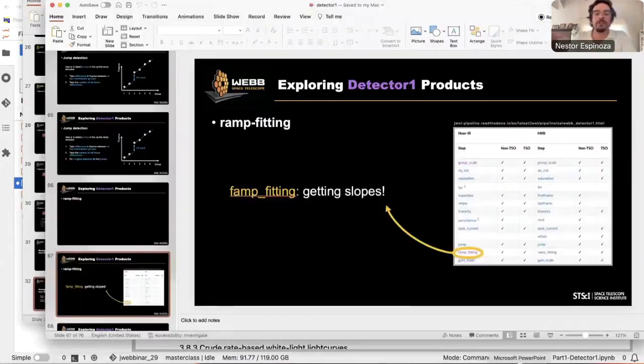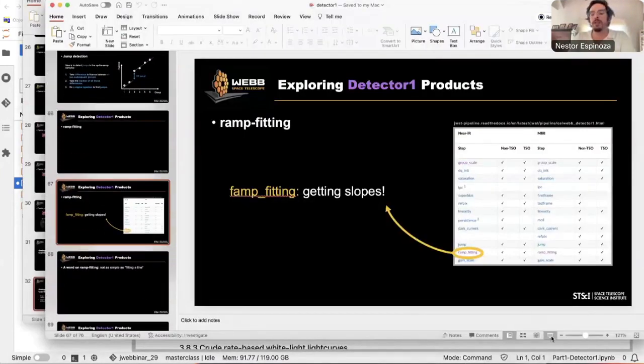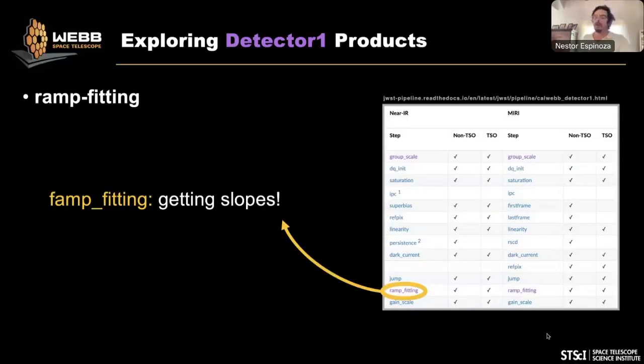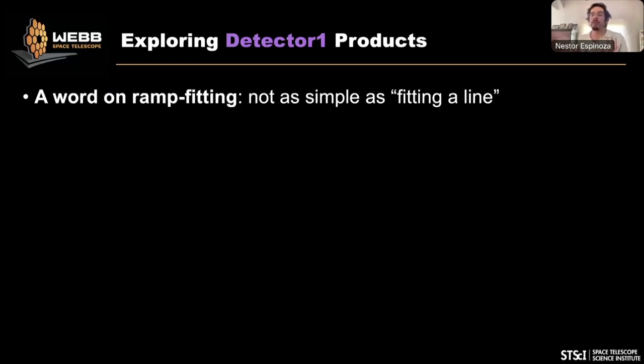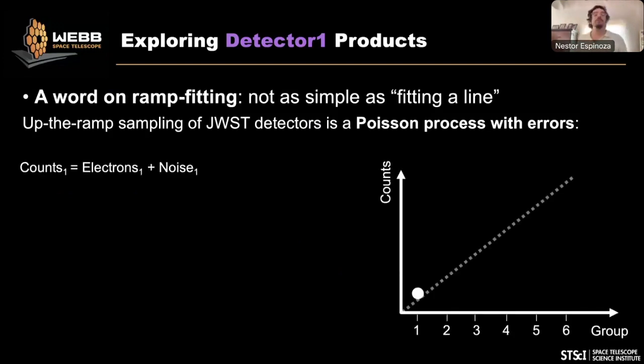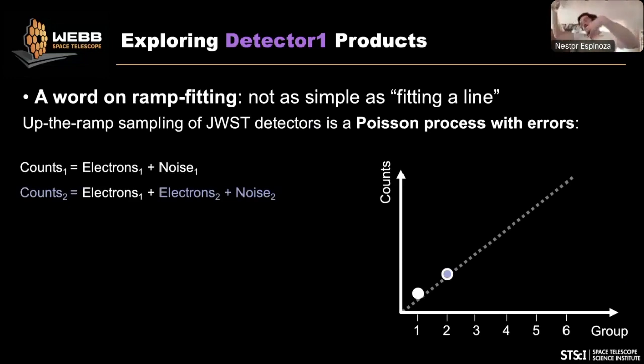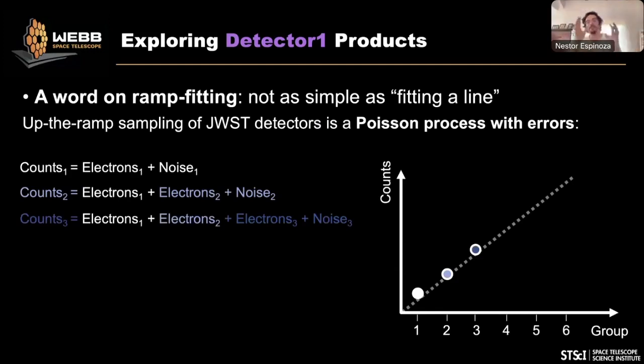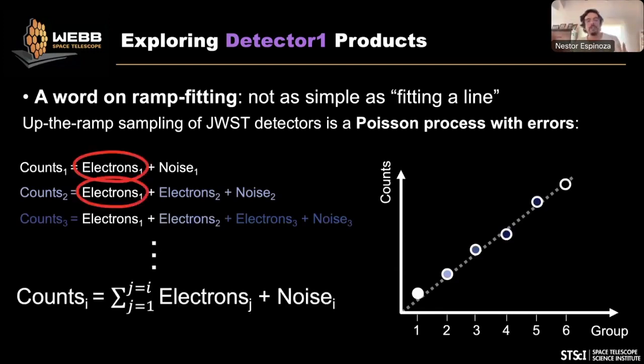One word of caution: you're thinking, well, this is measuring slopes, right? How hard can it be to fit slopes? Well, you have to keep in mind that up-the-ramp sampling is not a simple least squares fit. The reason is that up-the-ramp sampling is a Poisson process with error. In your first group, you read electrons, which come from the photons hitting your pixel, plus some noise. But in the next group, you have those same electrons on top of the new electrons coming from the next set of photons, plus a different instance of the noise. And in the next group, you do the same.